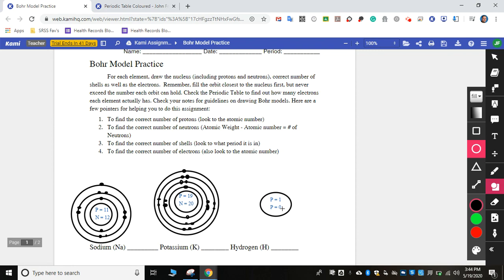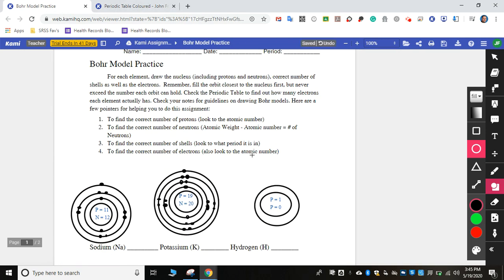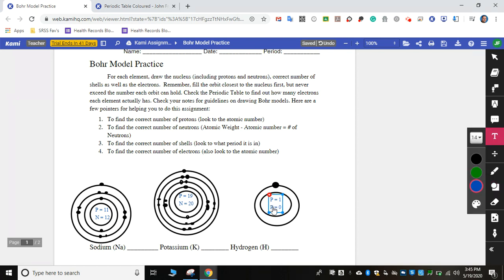Now the number of shells. Well, what period is it in? It's in period 1, so we're only going to need 1 shell. And how many electrons? The same as the number of protons, or the atomic number, just 1. Now that's going to bug me unless I change it. So now it's changed. There we go.